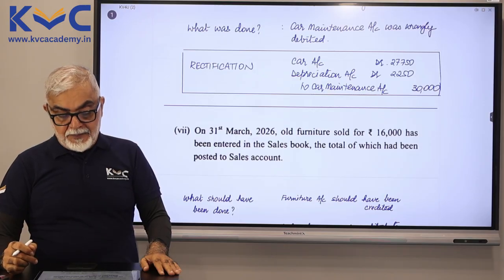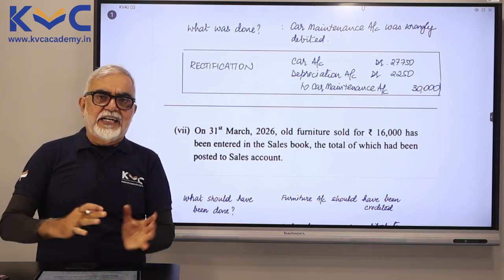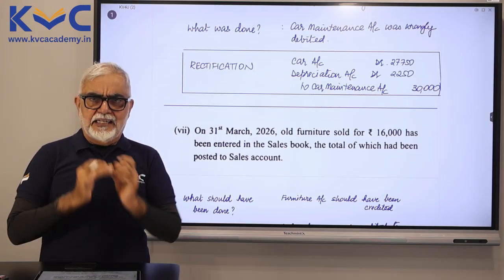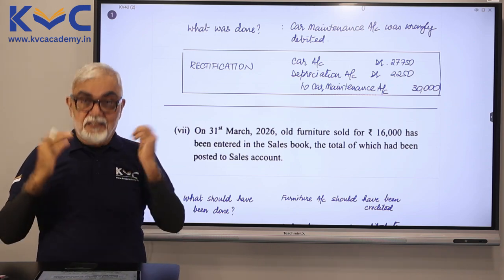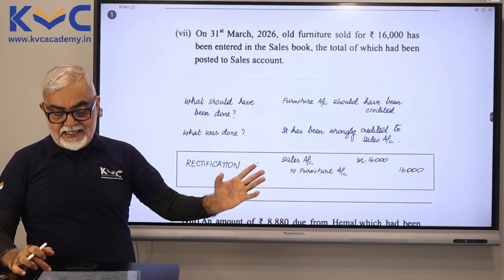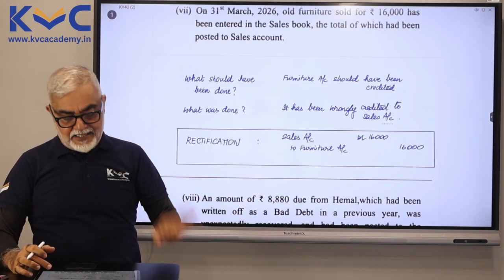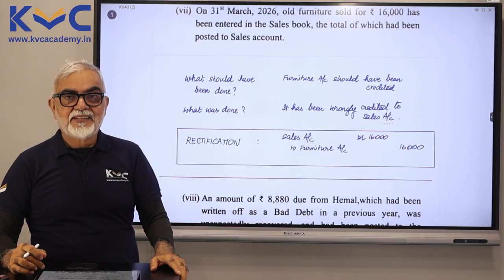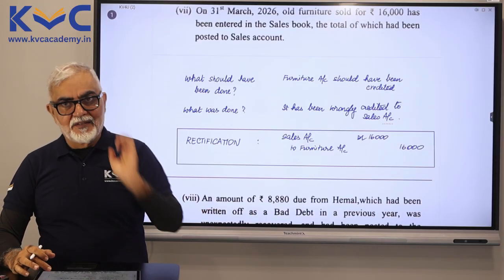On 31st March, old furniture was sold for 16,000 and has been entered in the sales book, the total of which has been posted to sales account. So the credit to sales account is wrong. The credit should have gone to furniture account. Therefore, sales account debtor to furniture account. Okay? Sales account debtor to furniture account.